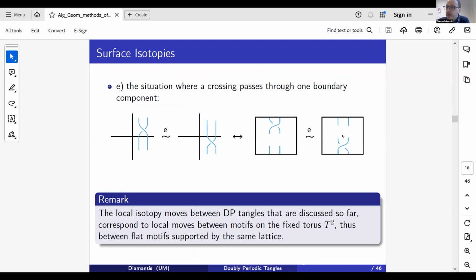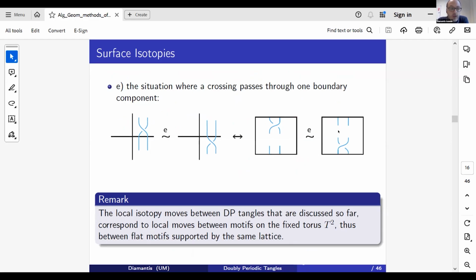That the crossing can pass through a boundary. So why am I showing you this? Because I'm trying to understand a little bit the equivalence, and this is completely new. All right. So we kind of knew, right? But there is no mathematical study behind.